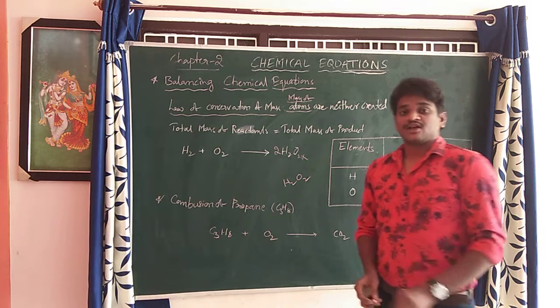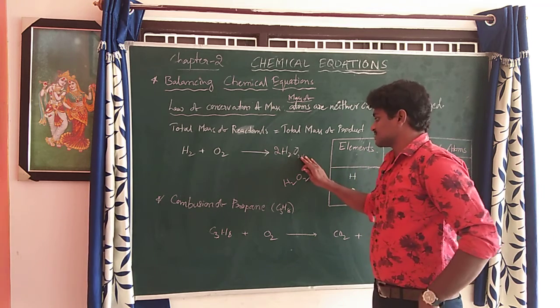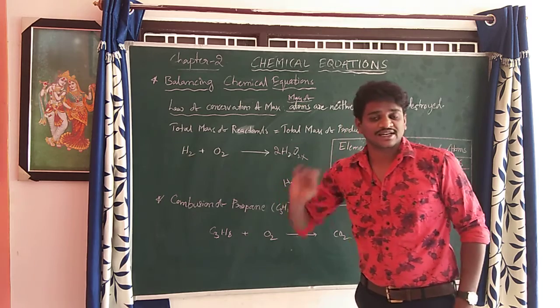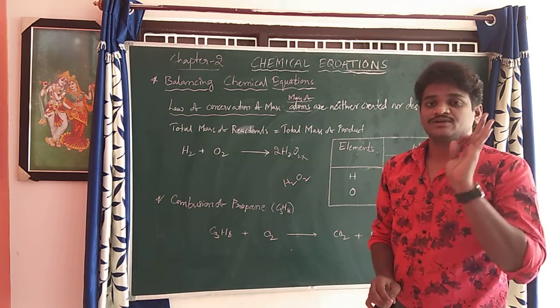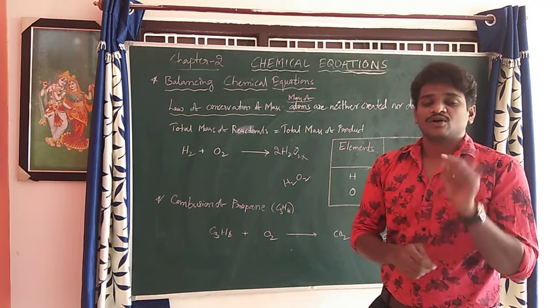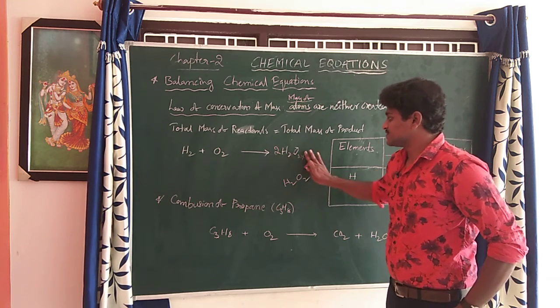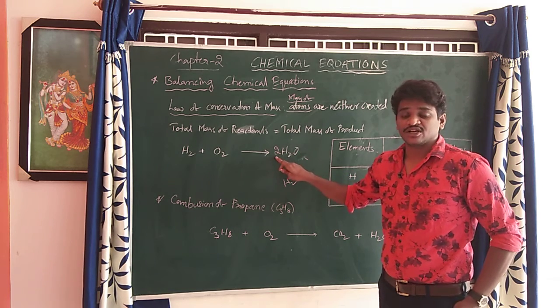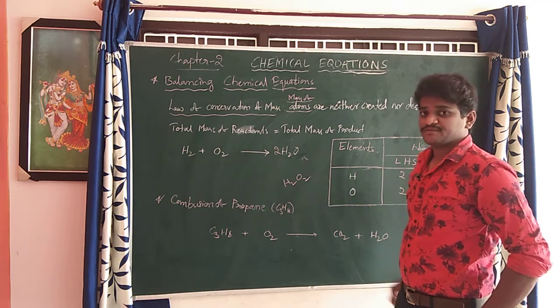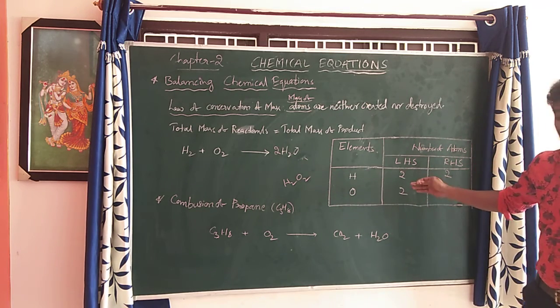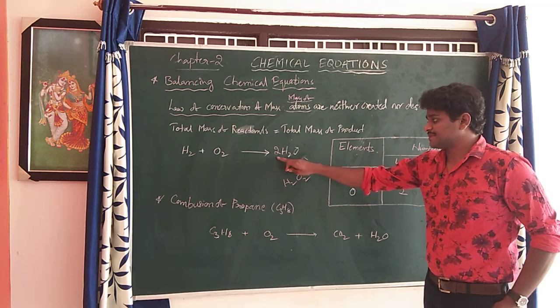So dear students, do not write subscripts here. These are all subscripts. Don't disturb the subscript. You have to write only a coefficient. You can change only the coefficient. So this is the correct method. You can write 2 water molecules here. Then the initial stage is over. Next, the final stage. What will happen to this?